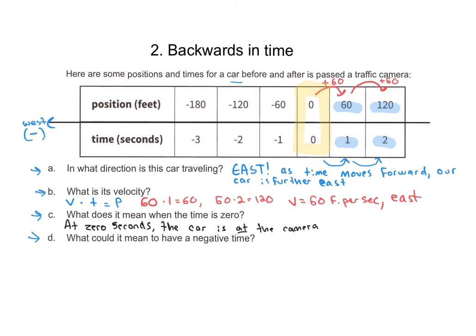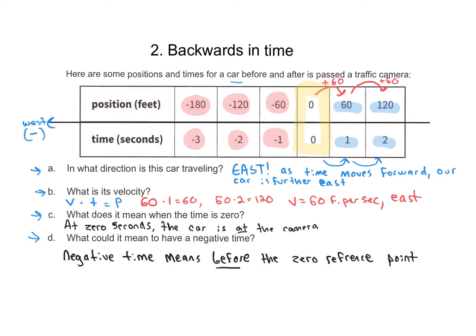And I'll use red for this. So 1 second before the car passed the camera, it was at negative 60. 2 seconds before the car passed the camera, it was at negative 120. 3 seconds before the car passed the camera, it was at negative 180. So negative time here would mean before the 0 reference point.